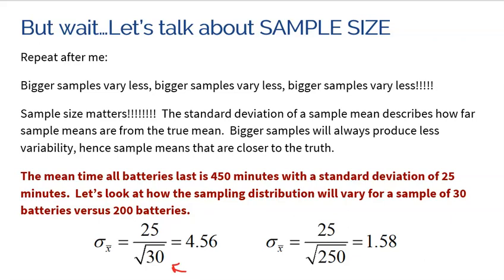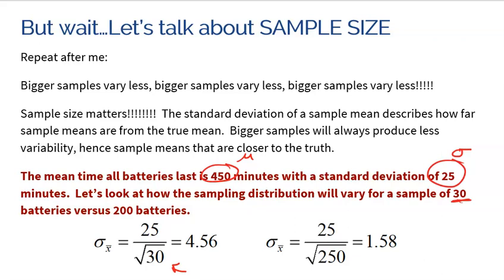So if I know that the average length of a battery is 450 minutes, that's the true average of all batteries, and the standard deviation for all batteries is 25 minutes. Now remember, that's a standard deviation for any one battery. Any one battery could be 25 minutes higher, maybe even 50 minutes higher, maybe even 75 minutes higher or lower. But if I look at a sample of 30 batteries, it's no longer one, it's a sample of 30. So the standard deviation should be lower, much lower than 25.